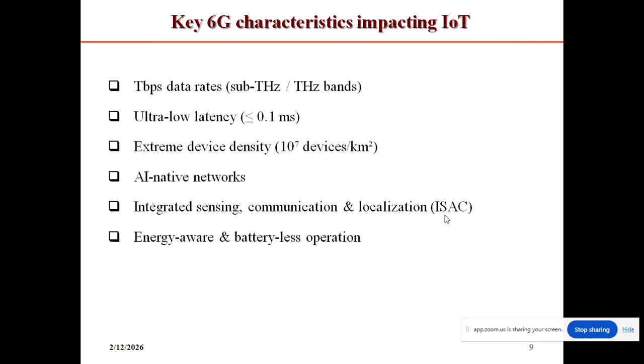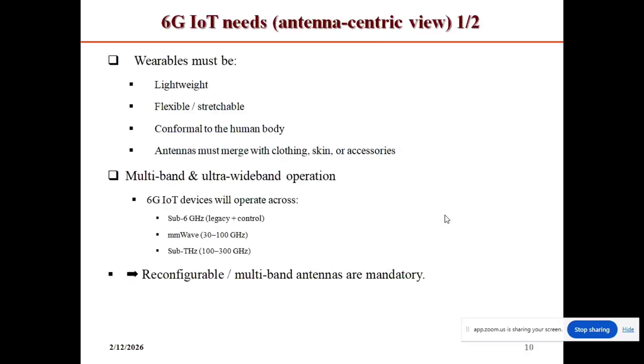Before we start thinking about antenna design for 6G applications, let us look at the key requirements, the 6G characteristics impacting IoT. Data rates must be supported in terabits per second. These are common things we already know. Ultra-low latency is also a main requirement, along with extreme device sensitivity, AI-native networks, integrated sensing and communication, and energy-aware, batteryless operation. These are the key 6G characteristics that impact IoT.